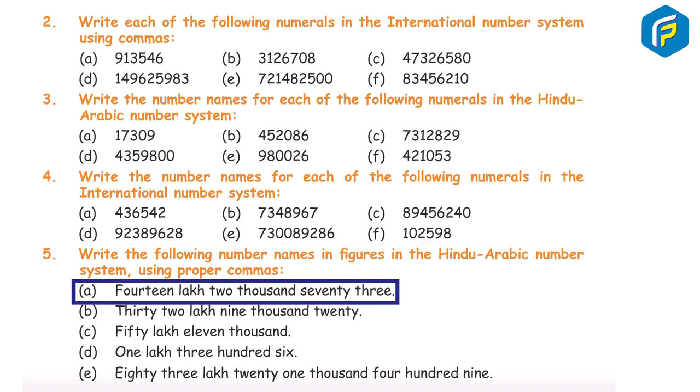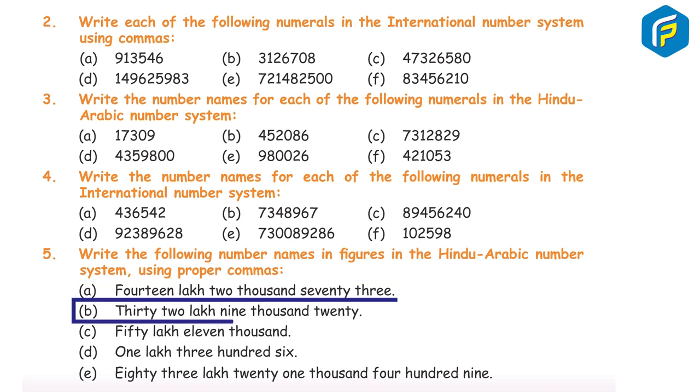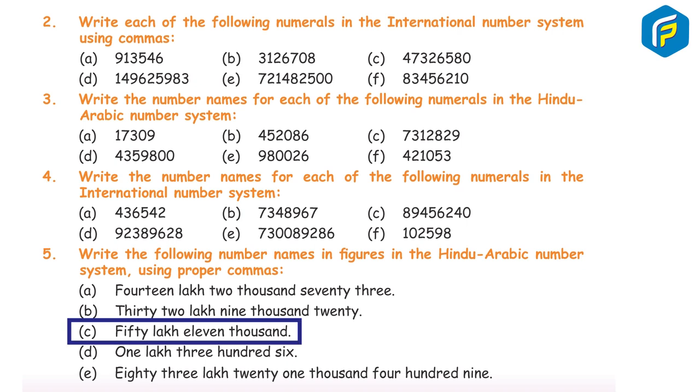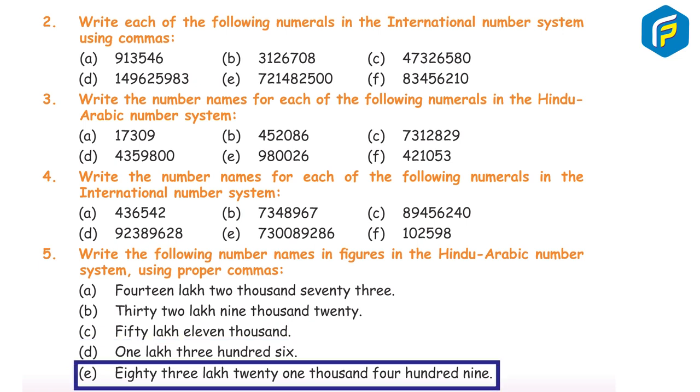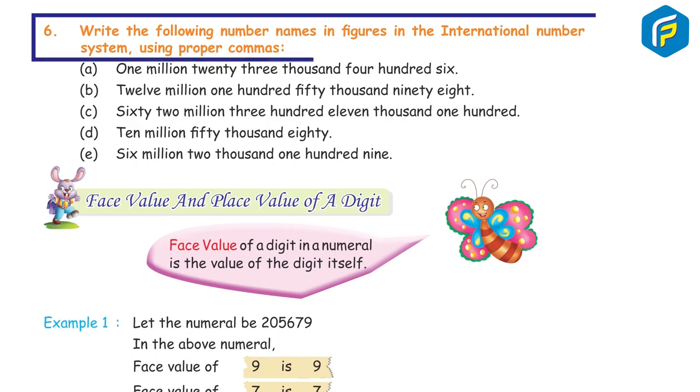Question 5. Write the following number names in figure in the Hindu Arabic number system using proper commas. Answer: A. 14,2073. B. 22,9020. C. 5,11,000. D. 1,306. E. 83,21,409.